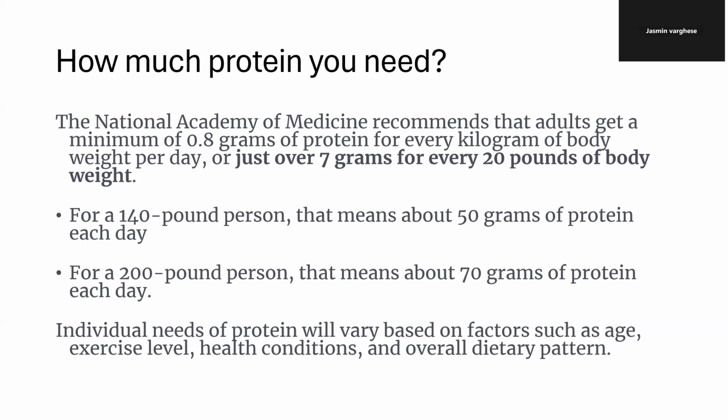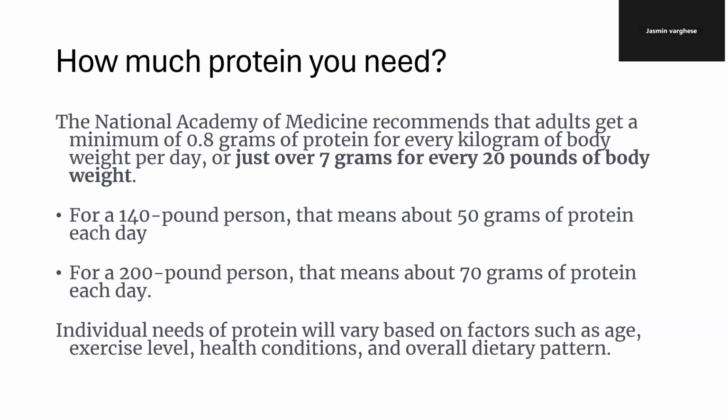And how much protein do you need? That's an important question. The National Academy of Medicine recommends that adults get a minimum of 0.8 grams of protein for every kilogram of body weight per day, or just over 7 grams for every 20 pounds of body weight. So calculate based on that.